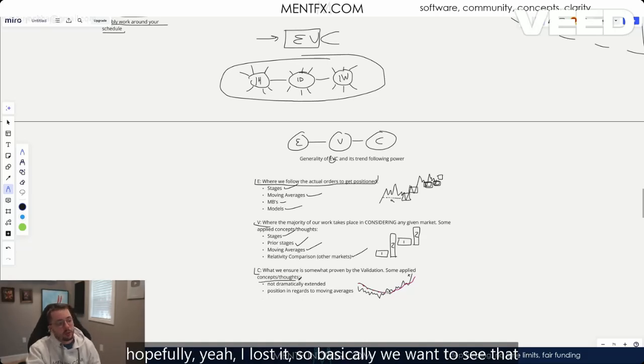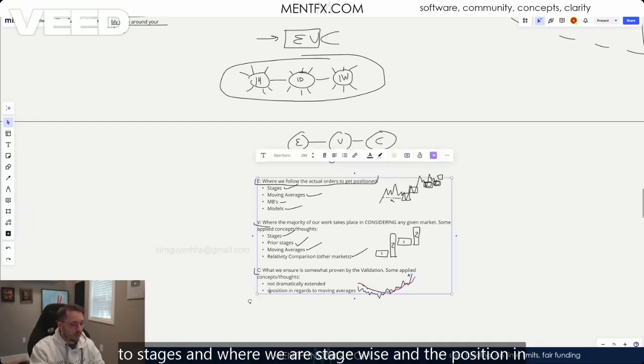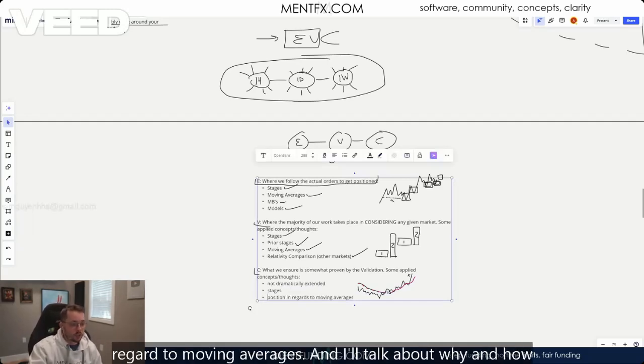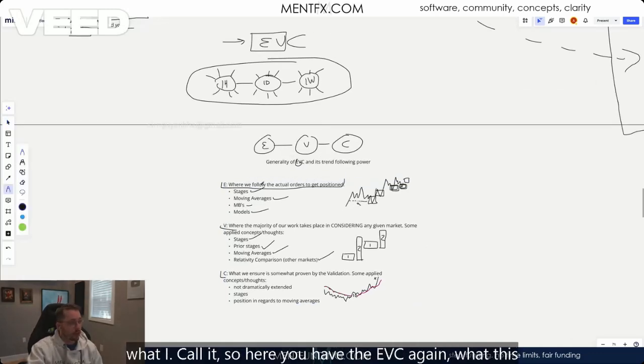So basically, we want to see that it's not dramatically extended, which oftentimes comes back to stages and where we are stage-wise, and the position in regard to moving averages. And I'll talk about why and how in a second. But this is generally everything put together. This is what an overall system will look like.